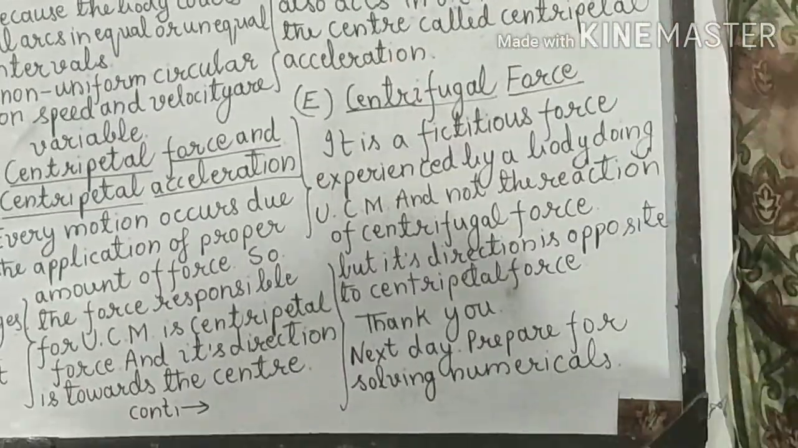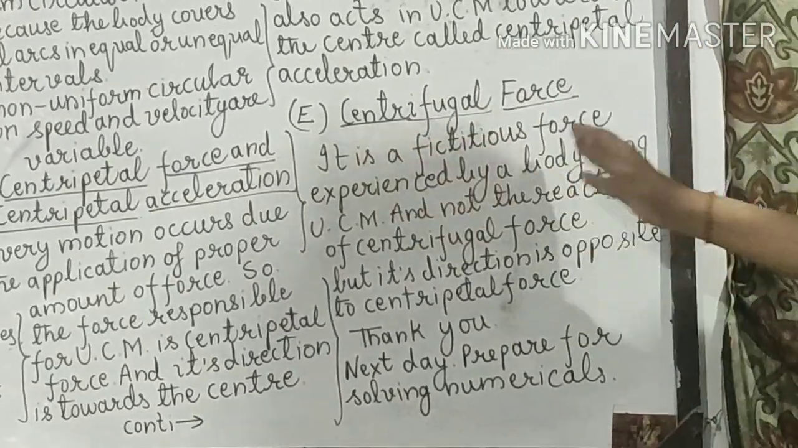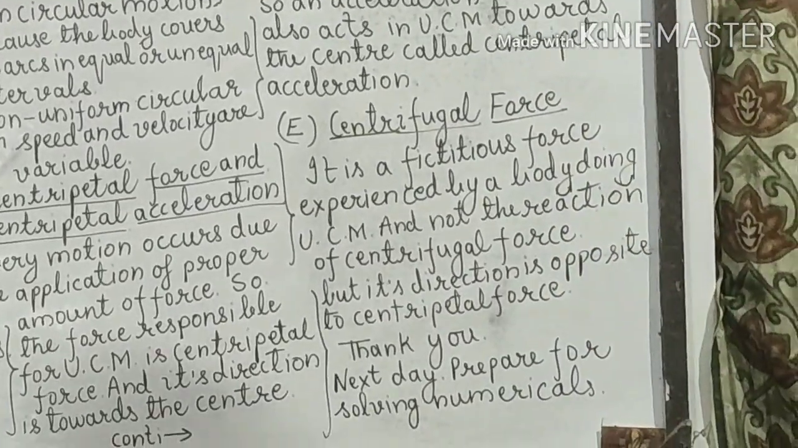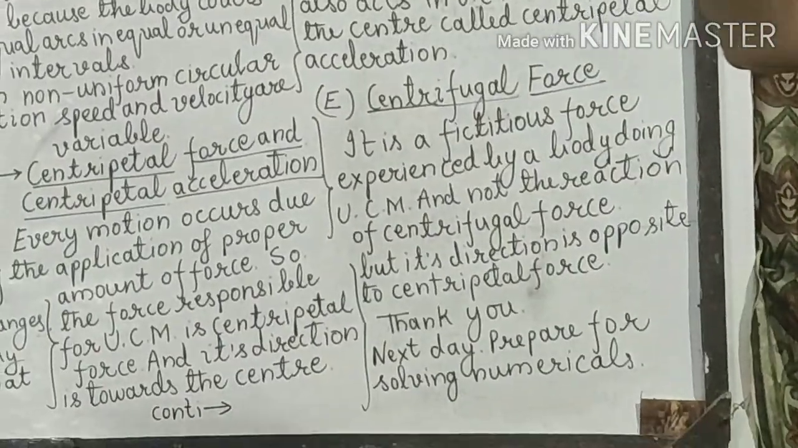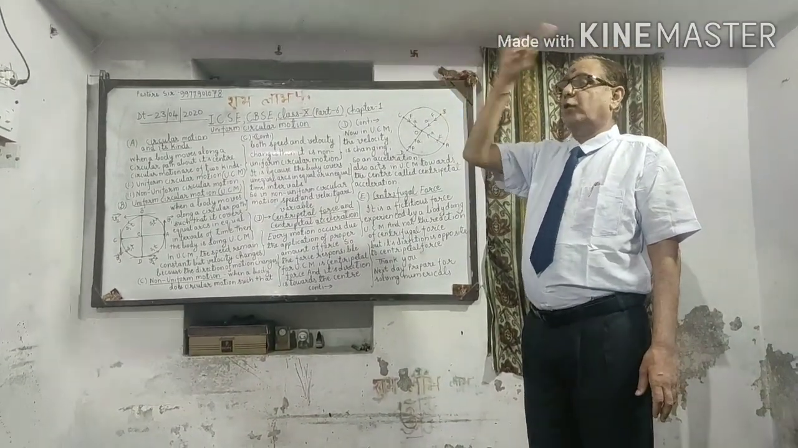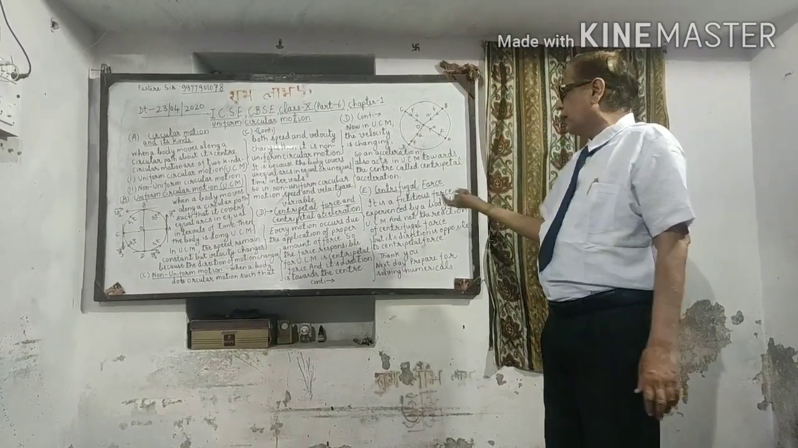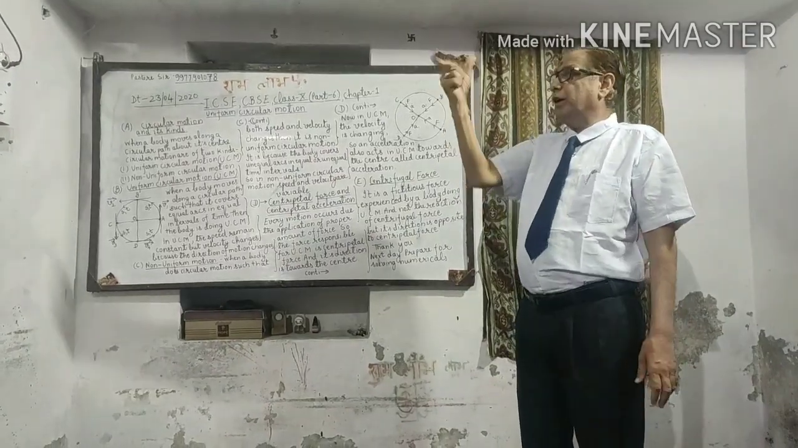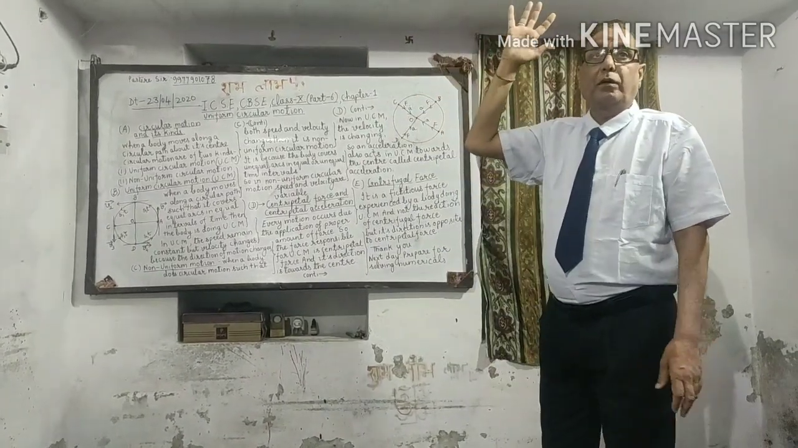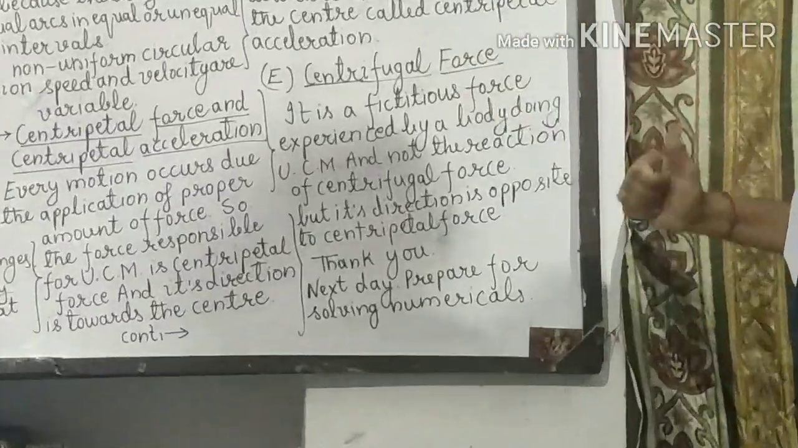Now the E part, that is the last part, centrifugal force. This kind of force is a fictitious force, an unreal force, but it is experienced by a body which is performing UCM. When you tie a stone to a string and hurl it, the stone moves in a circular path and you experience a tension, that is called the tension force. The tension force can be regarded as the centripetal force. But when you leave it, that stone will fly away from the center of the circular path. Why is it flying away? It is due to the centrifugal force.